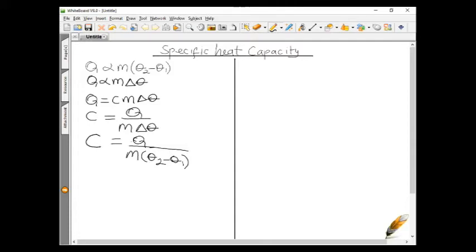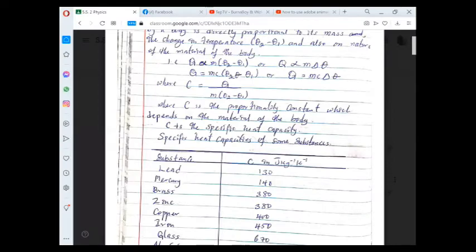Without wasting our time, mind you, this specific heat capacity varies. Over here, inside the note, I told you that it depends on what? C is the proportionality constant, which depends on the material of the body.